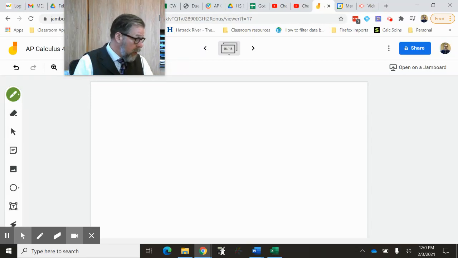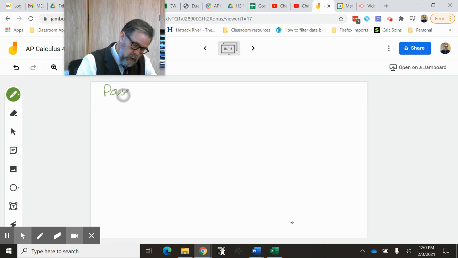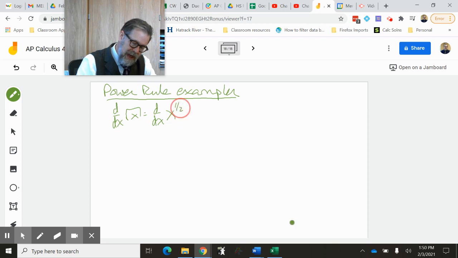All right, some quick examples of using the power rule with a rational power. And if you've been working with us through the book, you've actually already used some of these because we know that the derivative of square root of x is the derivative of x to the 1/2. And by the power rule, that's 1/2 x to the negative 1/2, which can be rewritten as 1/2 root x.